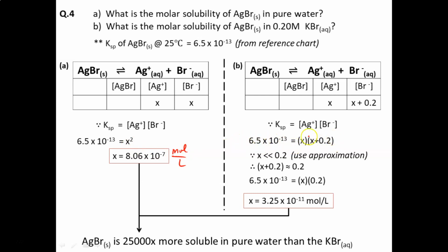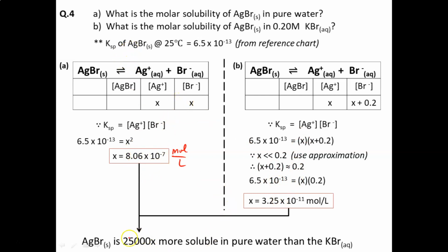Now, you could use the quadratic equation. My recommendation is to use the approximation rule instead. Once you solve for this value, X comes out to be 3.25 times 10 to the power negative 11 moles per liter. Look at that. Compare this molar solubility in potassium bromide solution, one that already has a common ion inside of it, versus the solubility in pure water instead.